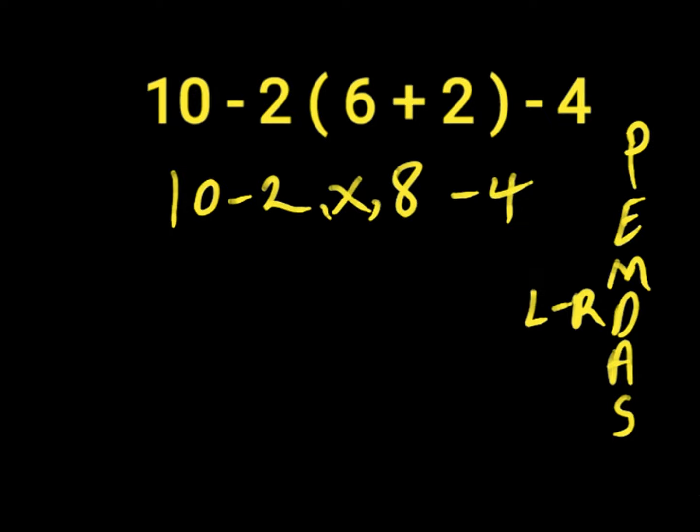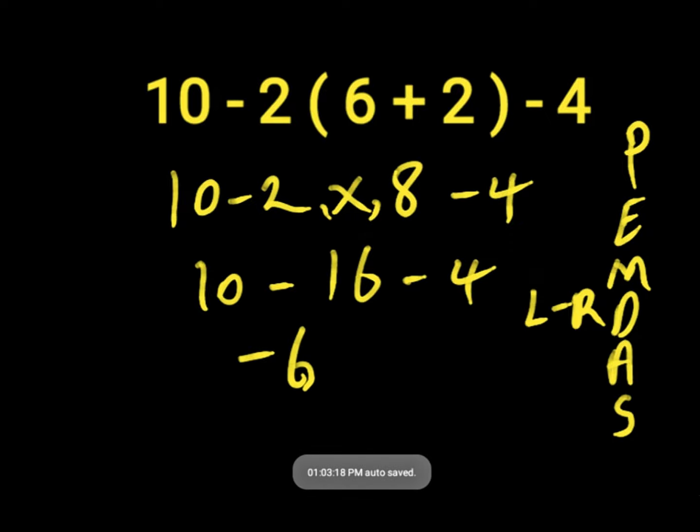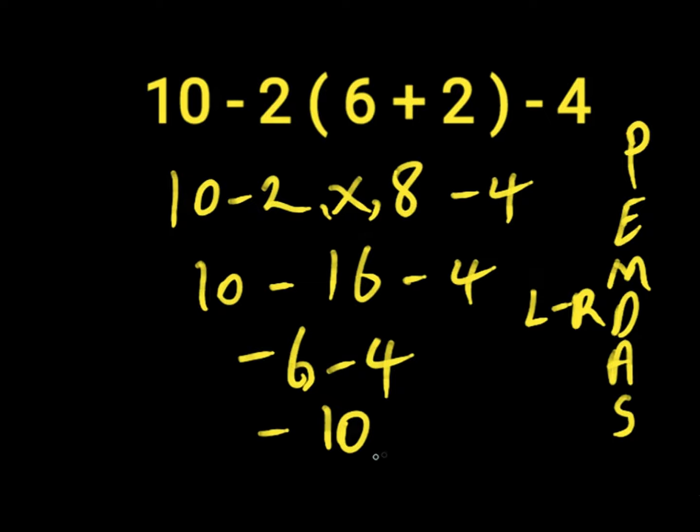2 times 8 will give us 16. We'll put down our 16 here. Then we have 10 minus 16 minus 4. We first of all solve our 10 minus 16 because we move from our left to our right. 10 minus 16 will give us minus 6. Then minus 6 minus 4 will give us minus 10. So minus 10 is the right answer to this expression.